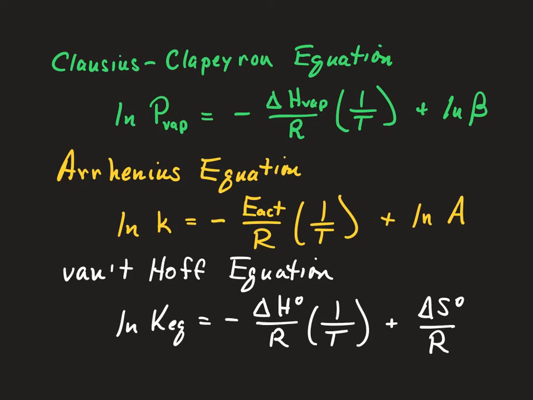And so as we see here, this is a linear form of the equation. So if we plot as our x variable 1 over T, and as our y variable the natural log of the equilibrium constant, then minus delta H0 over R would be the slope. And in this case, our y-intercept would tell us something about the standard entropy of our reaction.